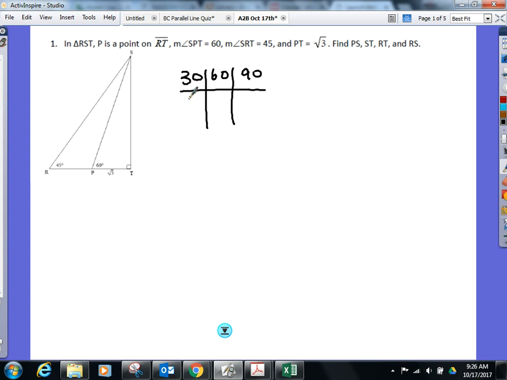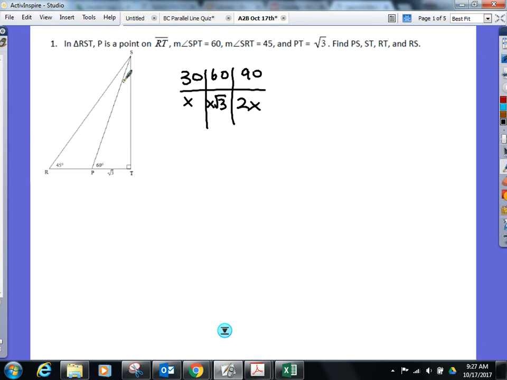So I start the side across from 30 is always X. What do I do to that side to get to the side across from 60? Multiply it by, be careful here, don't get it confused with the 45, 45, radical 3. And then what do I do to this side to get to the side across from 90? Multiply it by 2.